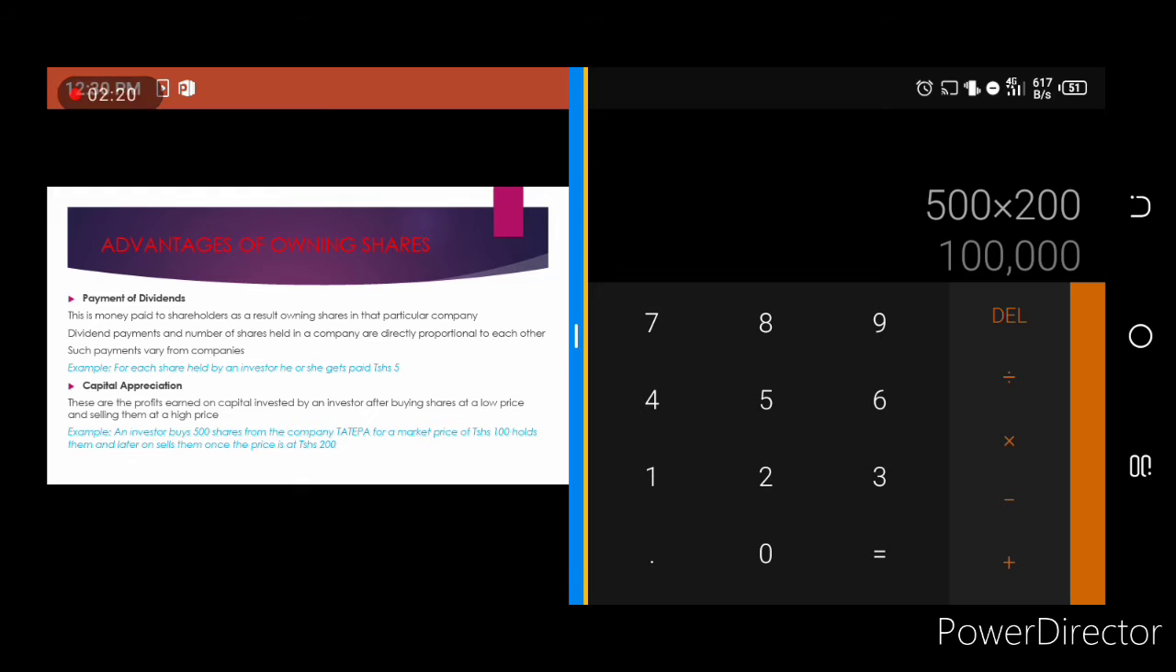The same 500 shares now have a valuation of 100,000 shillings because the market price jumped to 200. So then you can see that the original capital invested was 50,000. So then this investor right here just got 50,000 shillings worth of capital gain. So basically, if this investor decided to sell his shares, he or she would walk out with 50,000 shillings.